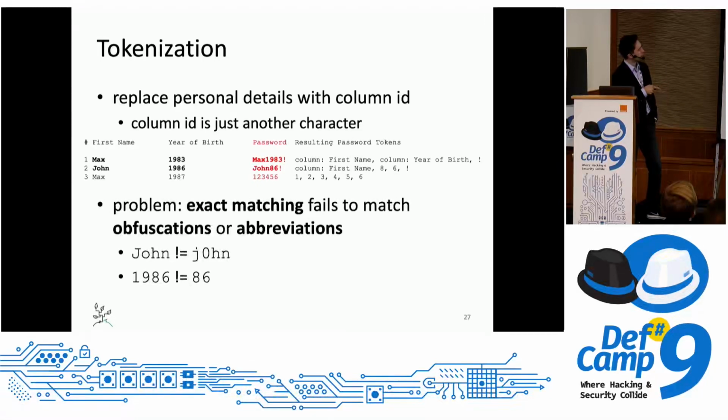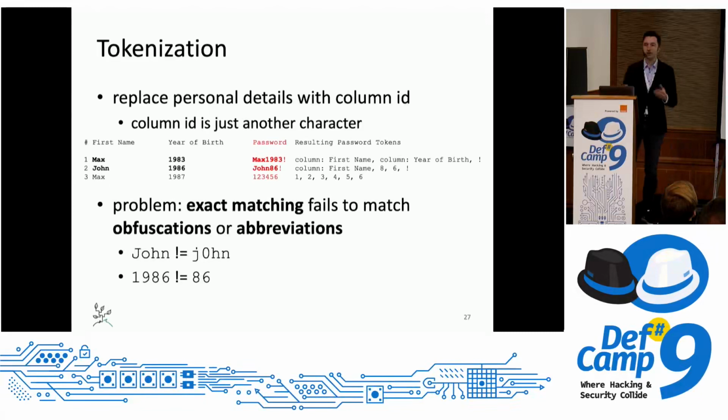So here we have the following structure. We have column first name, column year of birth, and exclamation mark. And here's a very special example: we have John 86 exclamation mark. Here we don't have the information 86, we just have 1986, and that's something else. And therefore it just recognizes column first name, 8, 6, and exclamation mark. And this is actually wrong, because this is not the part of personal information that we would expect here, but it doesn't recognize this because of exact matching.